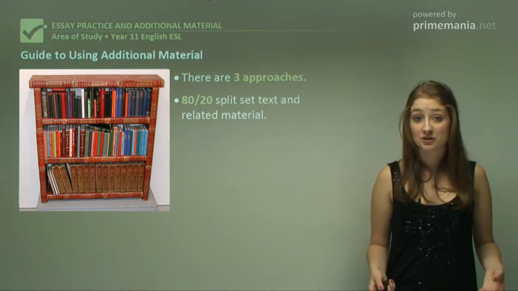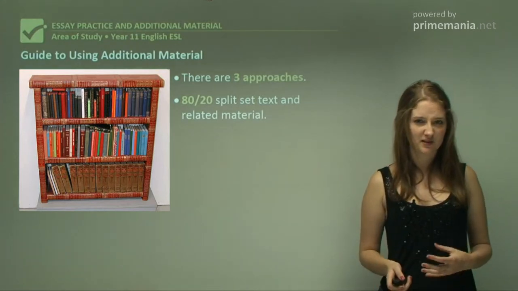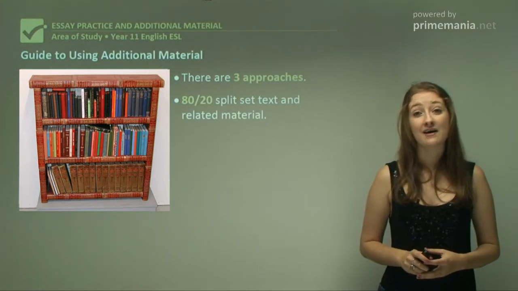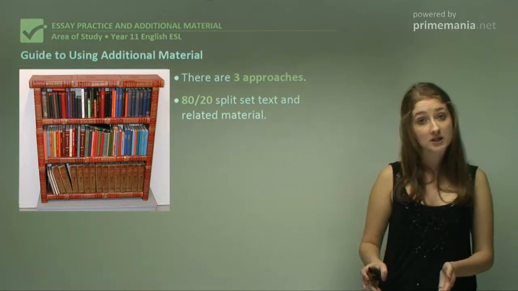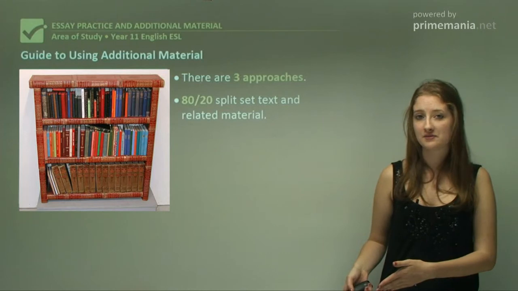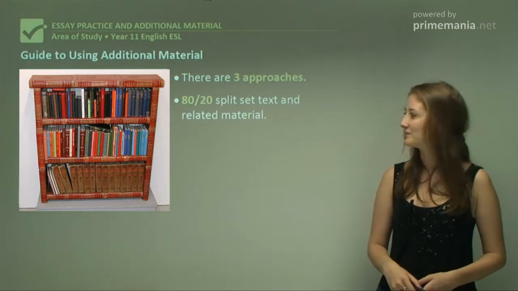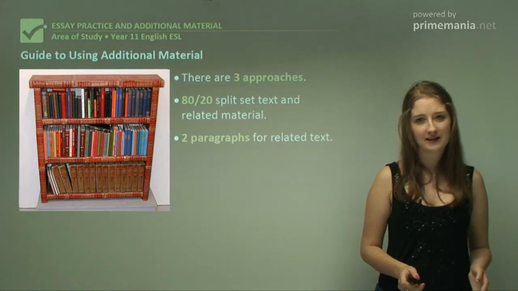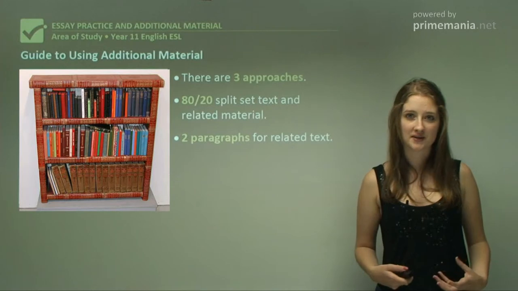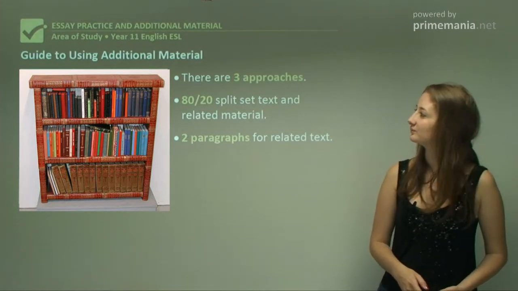You really need to make sure that you have about an 80-20 split between your set text and your related material. So what you want to have is about 40% of your essay spent on your first set text, 40% on your second, and then 20% on your related text. That's about the appropriate weighting which the markers are looking for. You also want to make sure you have about 2 paragraphs for your related text. That's about an appropriate amount, which is going to be good for this essay in particular.